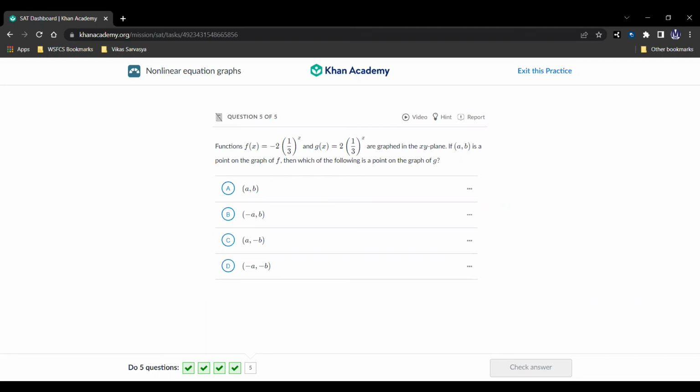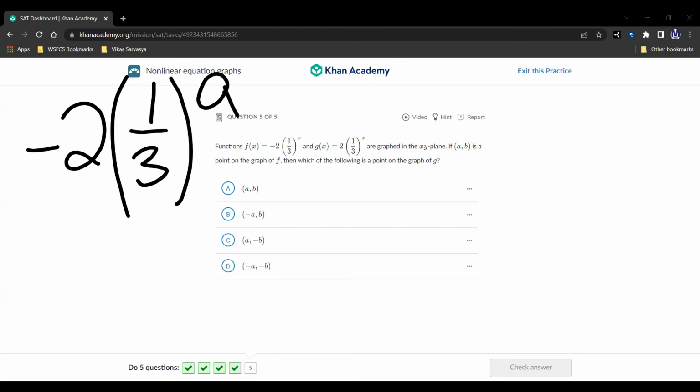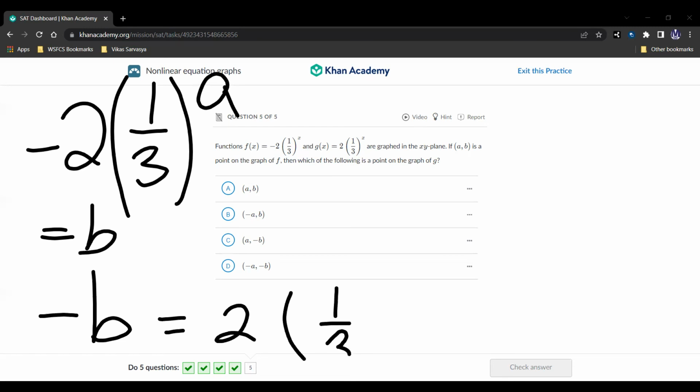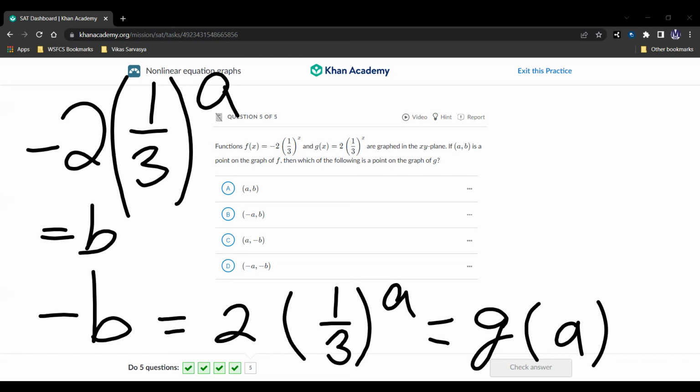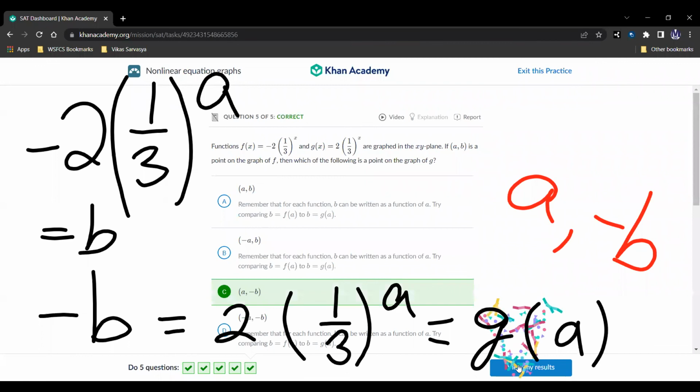So if we plug a into f of x, we basically just get f of a equals -2 times 1/3 to the a. And that's supposed to be equal to b, which means that -b equals 2 times 1/3 to the a, which is just g of a. So a point on the graph of g is then just going to be (a, -b). Looking at our answer choices, that is choice C, and we're done.